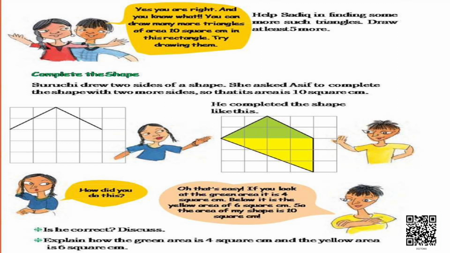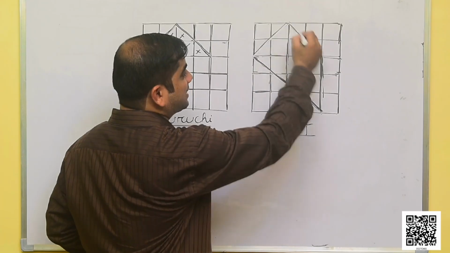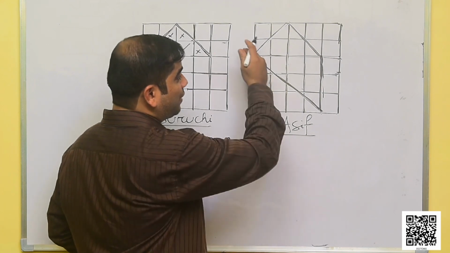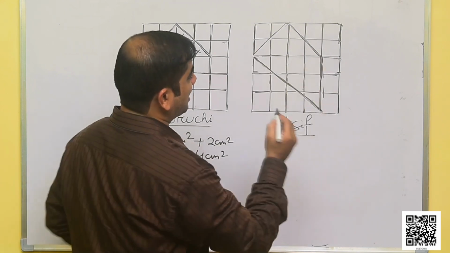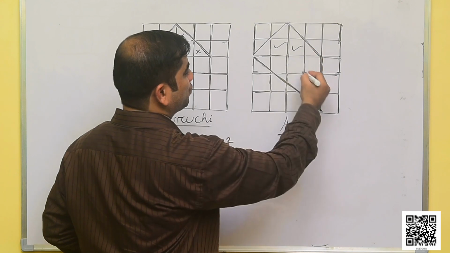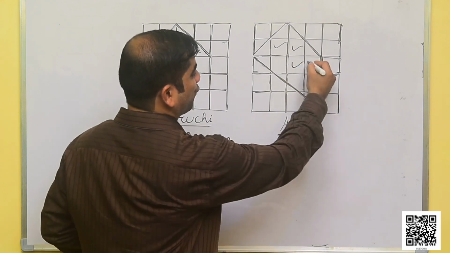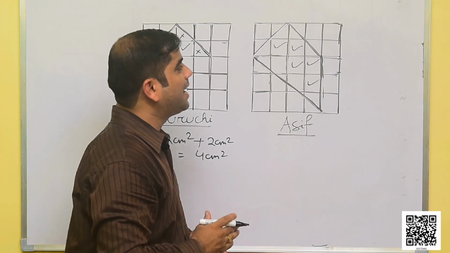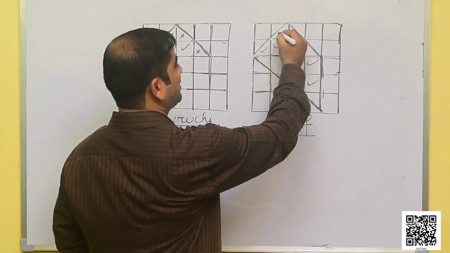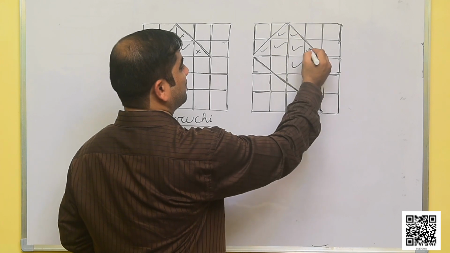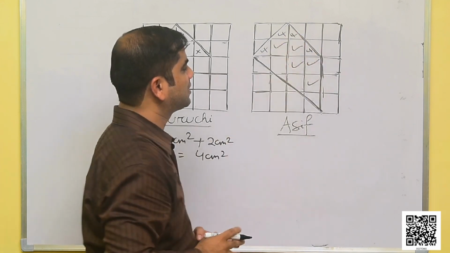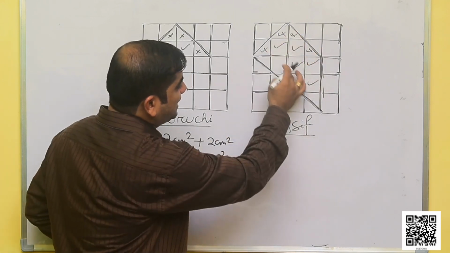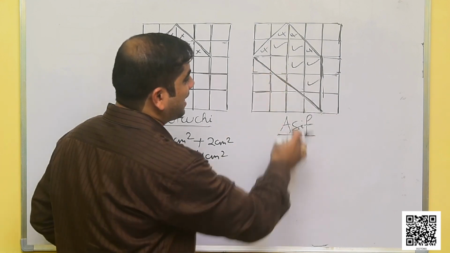As he has connected the 2 lines drawn by Suruchi with his 2 lines, now he has 1, 2, 3, 4, 5 full squares. And how many half squares? 1, 2, 3, 4. So these all are the half squares. So in this area, what's happening?